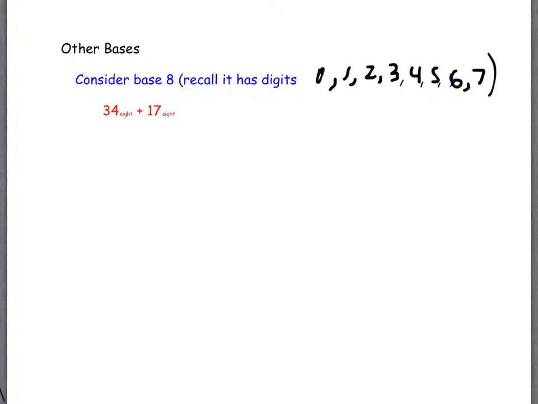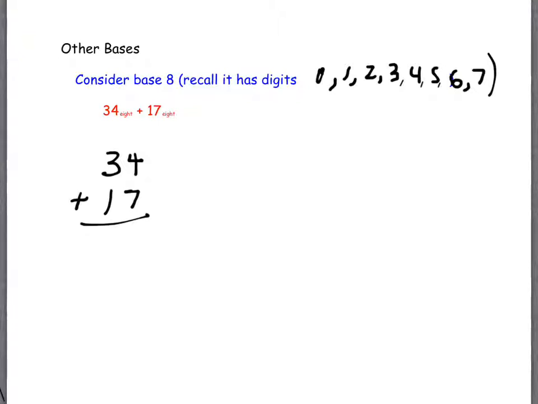And so we're going to take a look at 34 base 8 plus 17 base 8. We'll do our standard algorithm first so that you can see what this looks like, and then we'll do one of the other algorithms for the addition instead. So this is 34 plus 17.